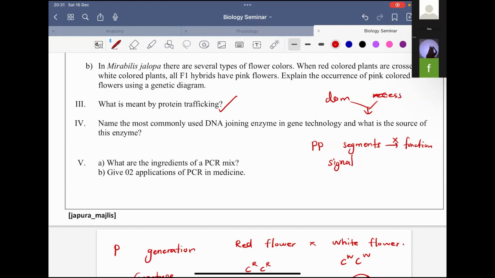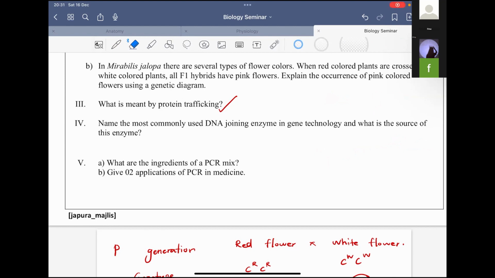Name the most commonly used DNA joining enzyme. They are asking for the most commonly used DNA joining enzyme in gene technology, and what is the source of this enzyme. When studying molecular biology, you might have studied different enzymes useful for DNA replication and other processes. The most commonly used DNA joining enzyme in gene technology is T4 DNA ligase.